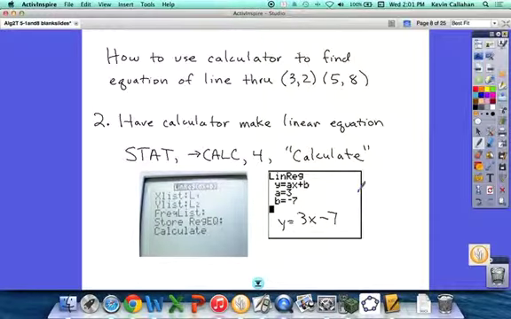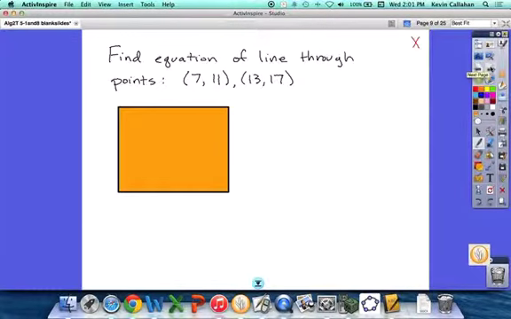Okay. So if we're doing all right with that, try to do those 2 points. Come up with the equation of a line using the calculator that goes through those 2 points. Remember, Stat Edit to enter the data, Stat Calc 4 to make your line.